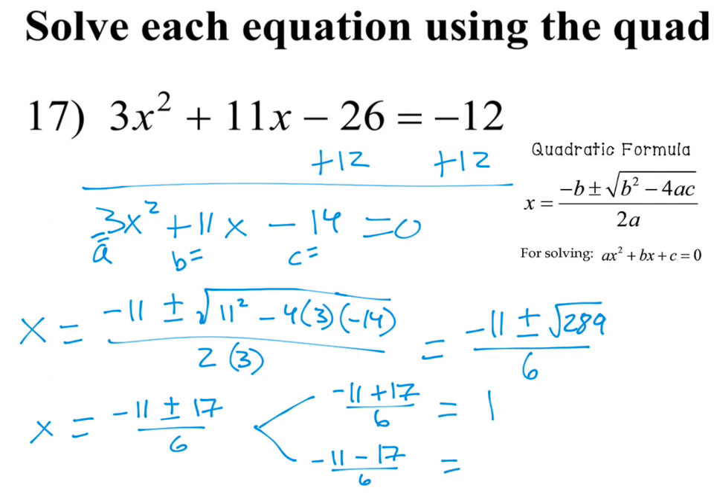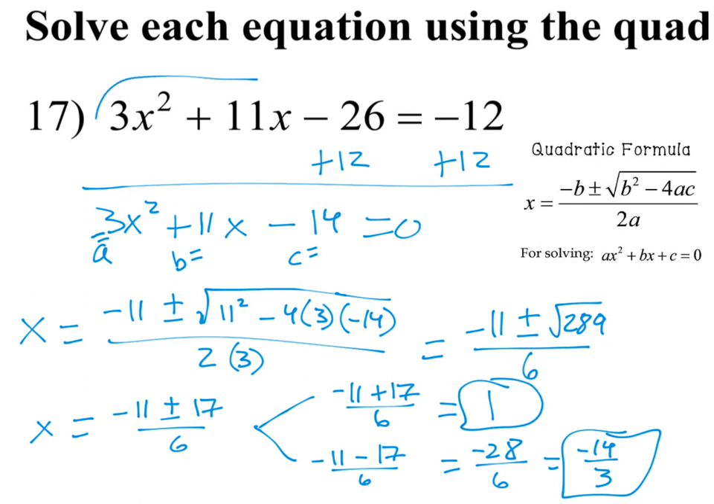It's looking like 1. And then, oh, that one's not an integer answer. Hold on. The top gives you negative 28, and that goes over 6. And that fraction reduces a little bit. You can divide top and bottom by 2. So you got negative 14 thirds and 1 are the two solutions to this equation up here.